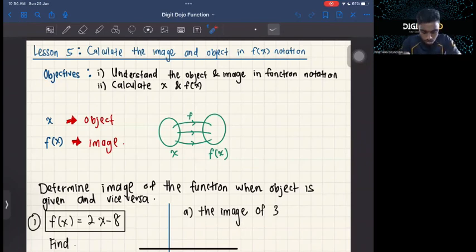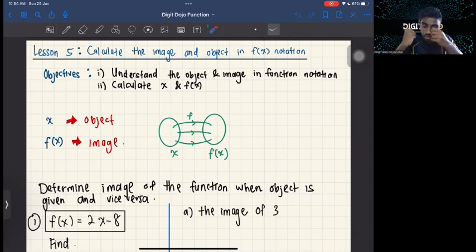So for today, we'll be learning lesson 5 on chapter 1, Form 4 maths, which is functions: how to calculate the image and object in function notation. Okay, so first of all, our objective for today's lesson is to understand what is object and image in function notation. In the previous lesson, I explained what is object and what is image actually.